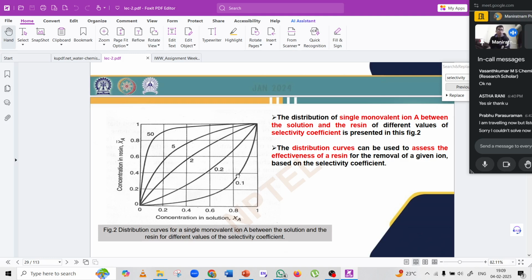But when the selectivity coefficient is very low, say 0.1, the treatment is not so good, meaning exchange has not happened. Even though we have passed our polluted water, there has not been proper exchange, and so the concentration of contaminant in the water will still be high after passing it through the resin.